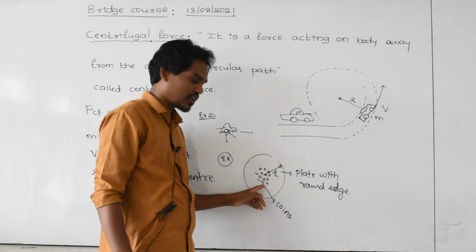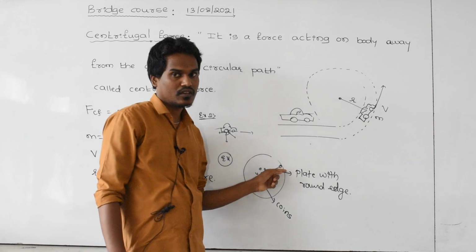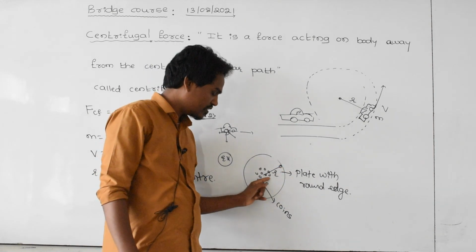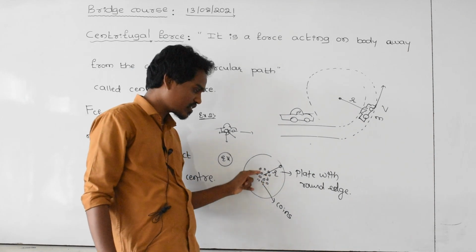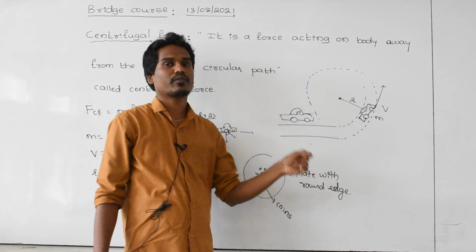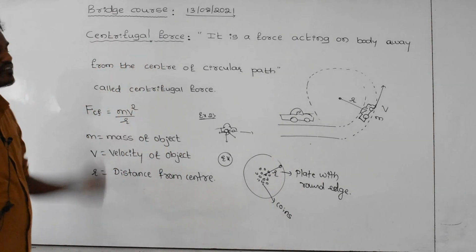Then let us take a number of coins that I have kept exactly at the center. If you rotate this plate, these coins move towards the edges, because the force acting on the coin is away from the center. The force acting on the coin is called centrifugal force.